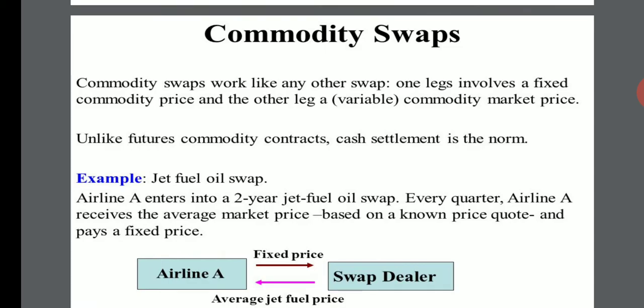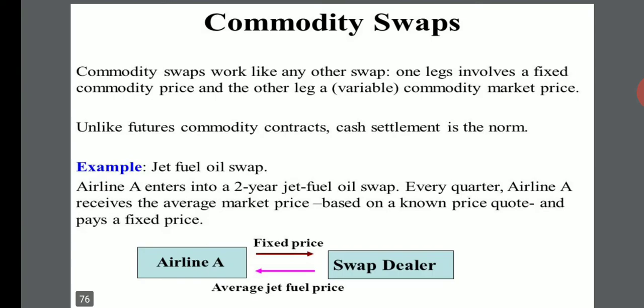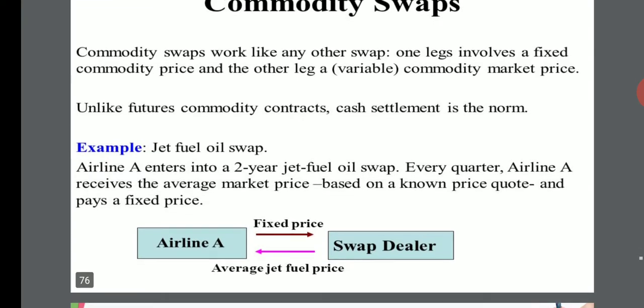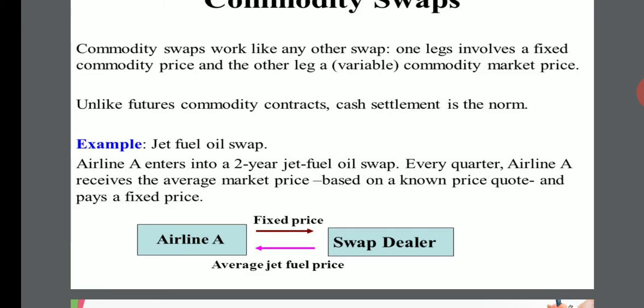Commodity swaps work like any other swap. One leg involves a fixed commodity price and the other leg a variable commodity market price. Unlike futures commodity contracts, cash settlement is the norm. Example: jet fuel oil swap. Airline A enters into a 2-year jet fuel oil swap. Every quarter, Airline A receives the average market price based on a known price quote and pays a fixed price.